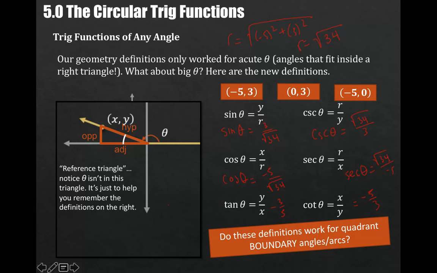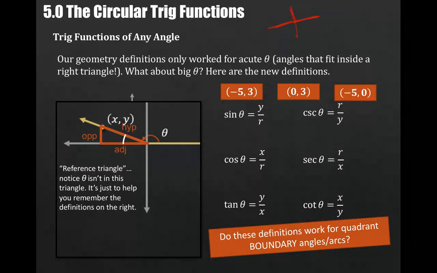So what happens when we're dealing with boundary arcs or boundary angles? Maybe that rings a bell. Boundary is referring to when it falls on the positive x-axis or the negative x-axis or the positive y-axis or the negative y-axis. Those are our boundary angles. So what happens with this? Do these definitions work for boundary arcs and angles?